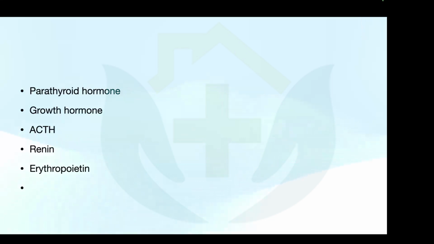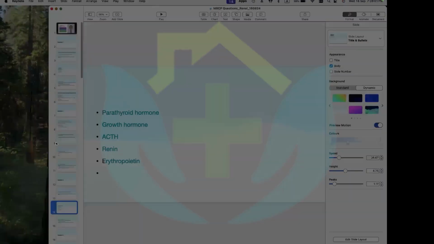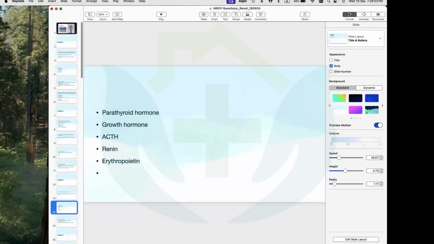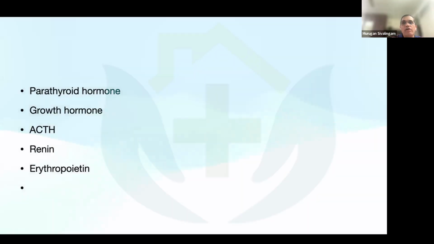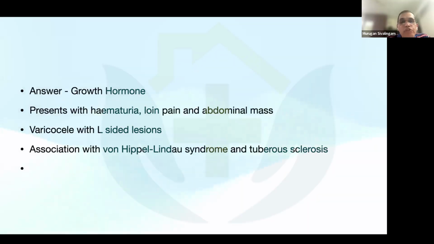So as it is, it's a question of growth hormone. So it's renal. Sorry, one second, I just had a little bit of a problem with my audio. Okay. No, it actually is growth hormone. See, almost all hormones can be produced ectopically except growth hormone. Now, you probably haven't come across ectopic growth hormone production before.